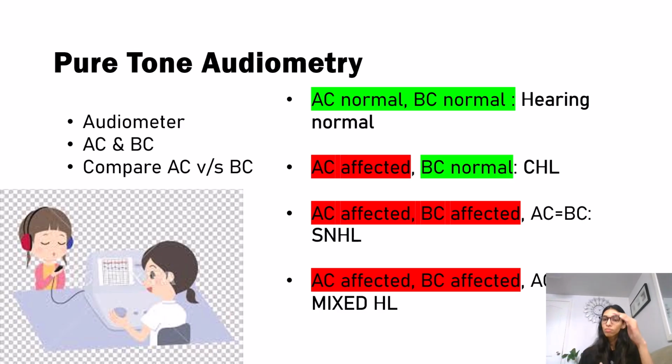And if AC and BC are both affected, and the AC and BC difference is greater than 10 dB, that means there is a difference between the air conduction and bone conduction thresholds, but both are affected. Then it can be a mixed hearing loss, which means that there is a problem in the cochlea. That's why BC is affected. AC is also affected, but on the way in the AC pathway, the outer or middle ear is also affected. So AC will be much lower than the bone conduction. That is because of the mixed component, conductive plus sensorineural.